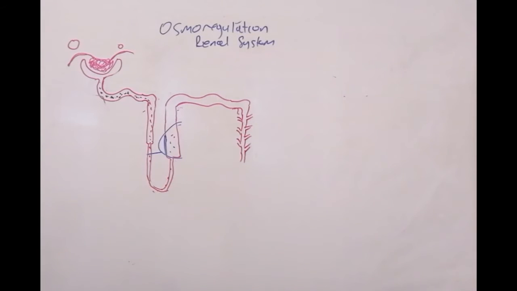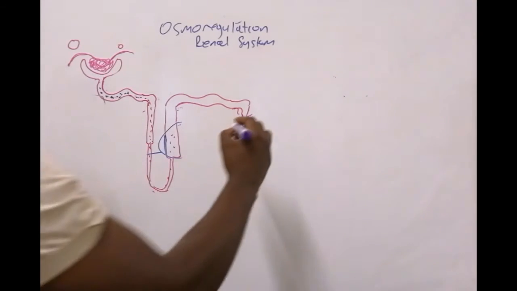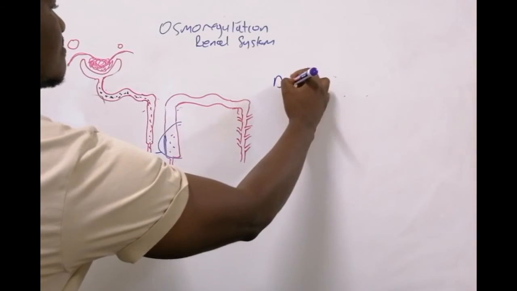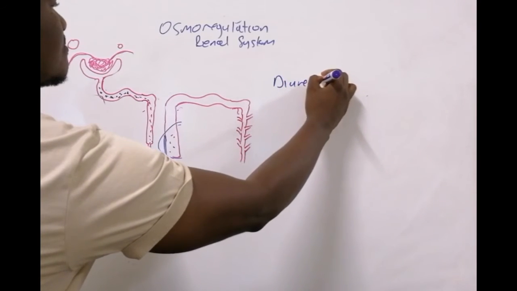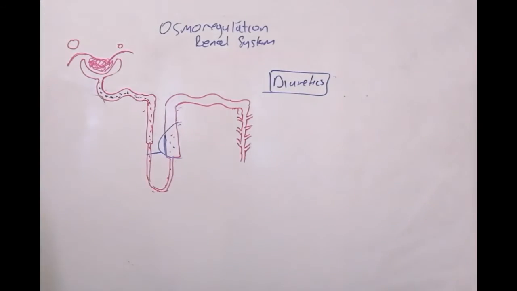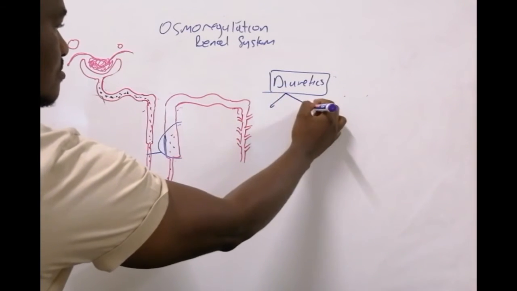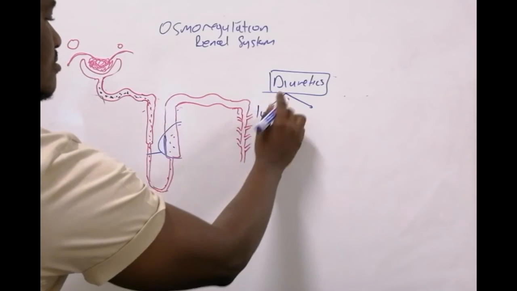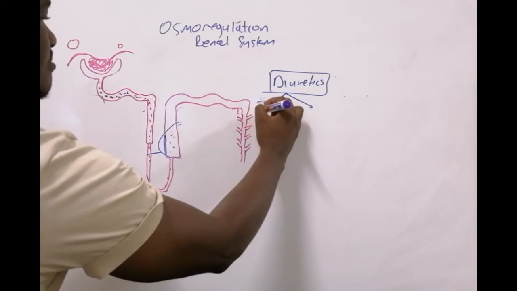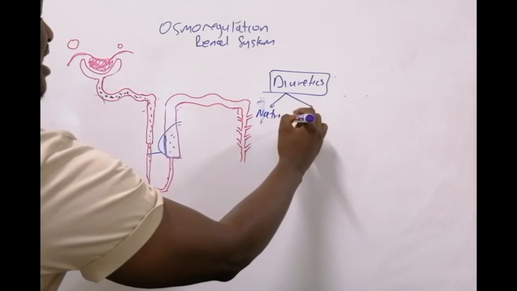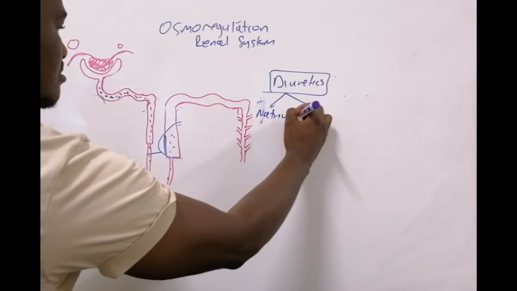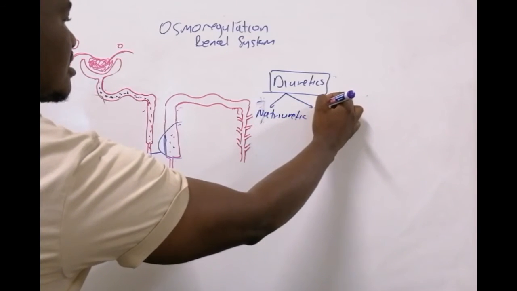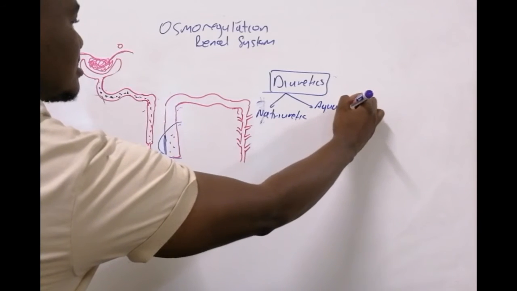Now, when you talk about diuretics, there's a broad classification of diuretics. Diuretics are divided into two: there is natriuretics, and then there's aquaretics.